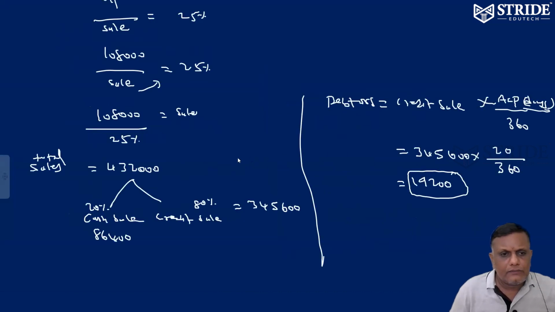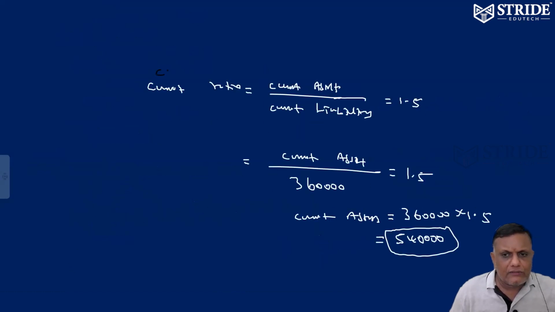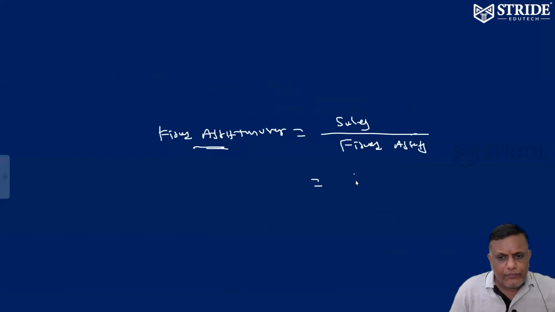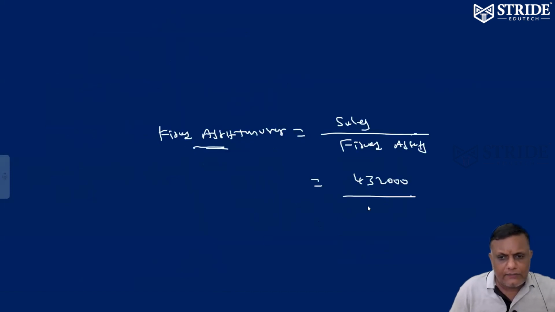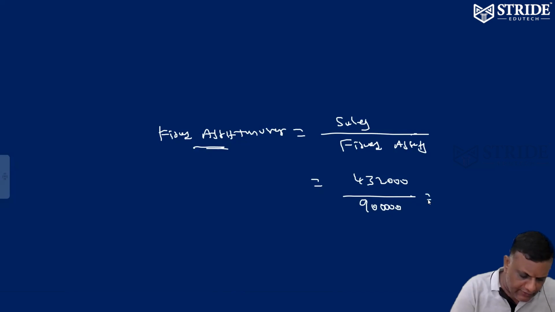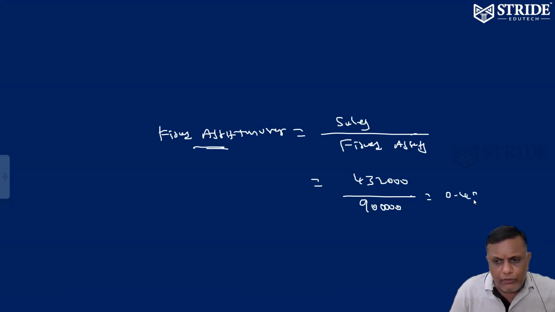Now what is sales actually? Sales 4,32,000. What is fixed asset? 9 lakhs. Now 4,32,000 by 9 lakhs. Please check it out. It's going to be 0.48.